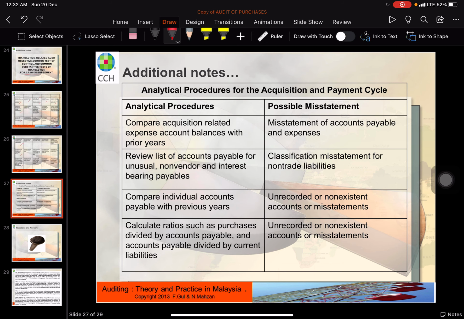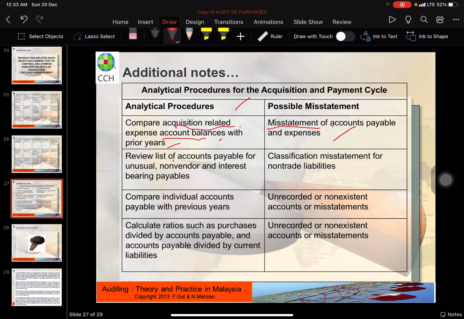So this is the additional note on procedures in the acquisition and payment cycle. Analytical procedures: normally they compare acquisition-related expense accounts with the prior year, so the current year with the previous year. Is there any possible misstatement of accounts payable and expenses? This is going to be the possible misstatement.